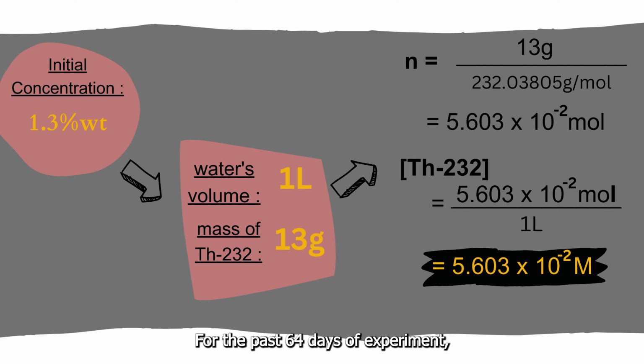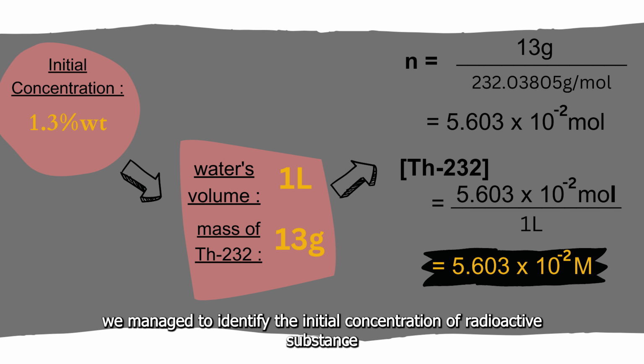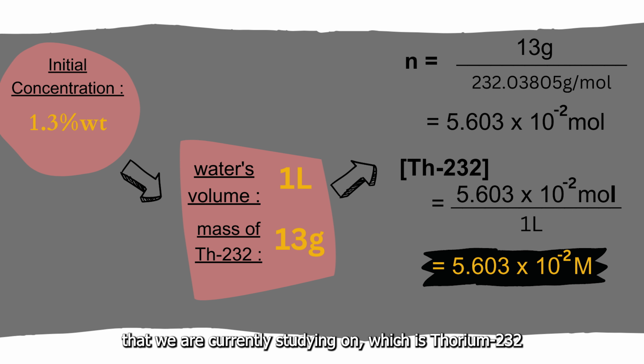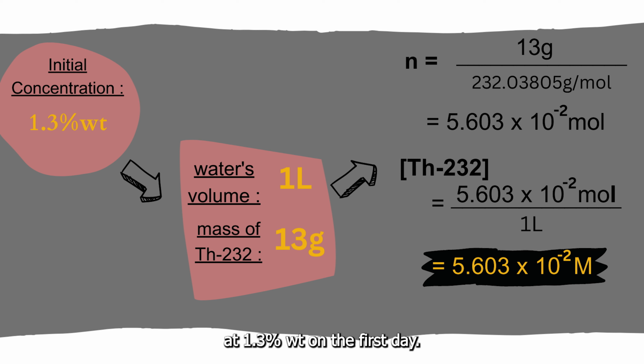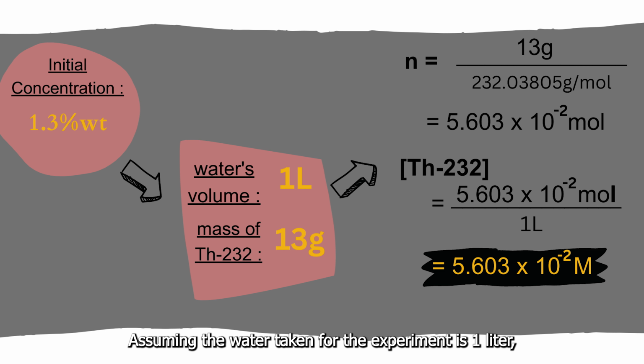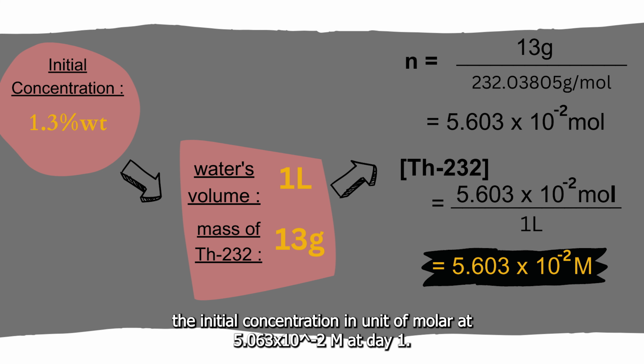For the past 64 days of experiment, we managed to identify the initial concentration of the radioactive substance that we are currently studying, which is thorium-232 at 1.3% weight on the first day. Assuming the water taken for the experiment is 1 liter, the mass of thorium-232 in 1 liter of water is 13 gram. By calculating its number of moles, we were able to find the initial concentration at 5.60 times 10 to the power of negative 2 molar at day 1.